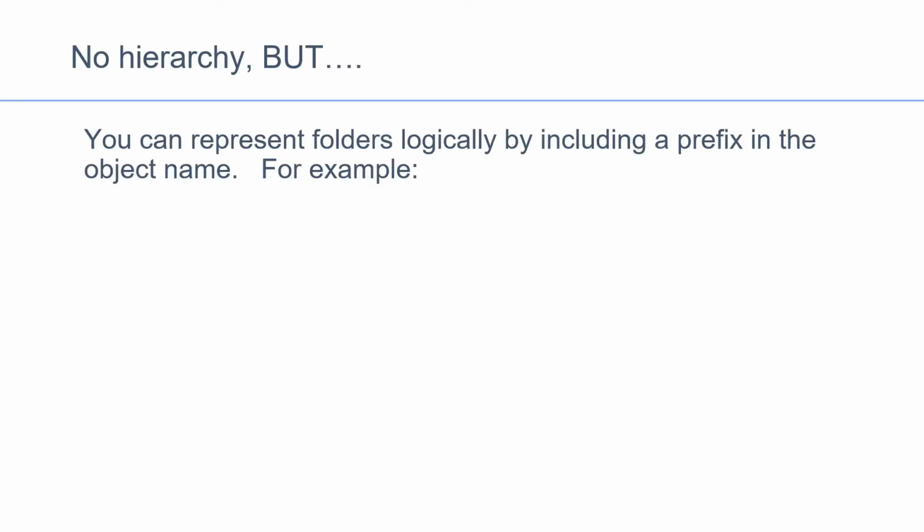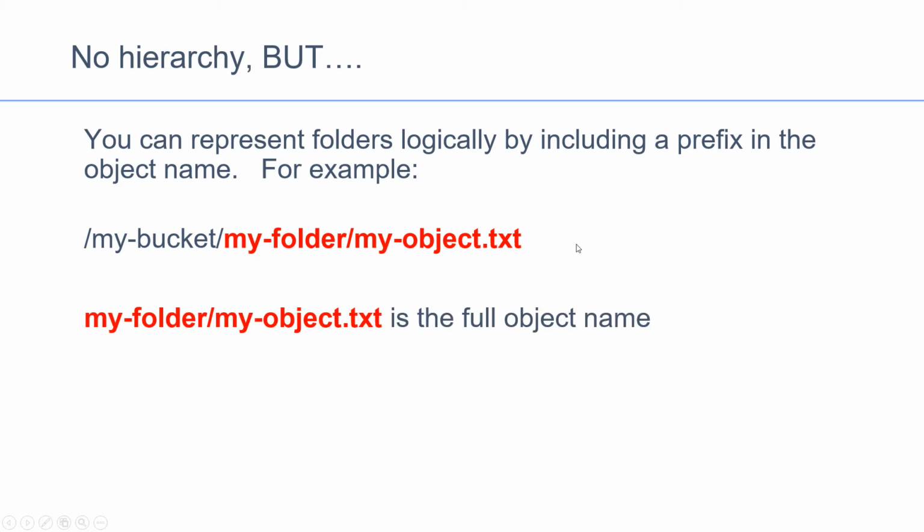So I said there's no hierarchy, but you can represent folders logically by including a prefix in the object name. So for example, if I wanted to have a bucket called my-bucket, and inside of that bucket, I wanted to have a folder called my-folder, and then in that folder, I wanted to have an object called my-object.txt. Well, I can represent that by setting this text here in red as the full object name. So my full object name is my-folder/my-object.txt. So I can represent folders logically by including the folder name as a prefix on the object name.